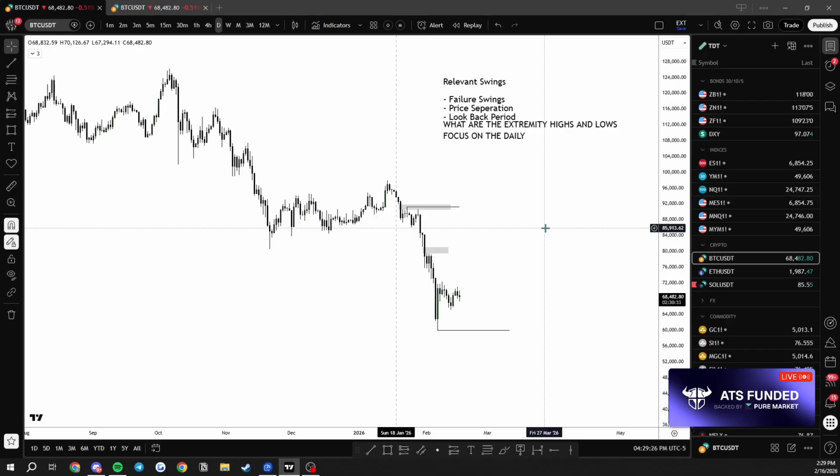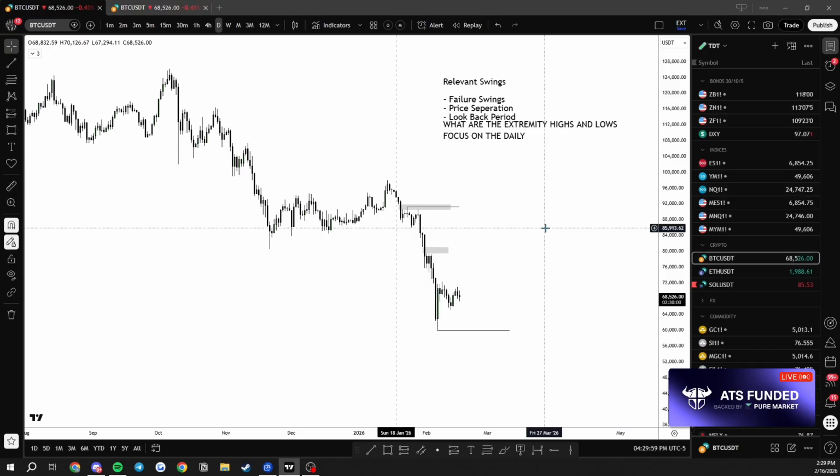Low resistance liquidity is what we see on the first part of a curve on a market maker model, right? So that kind of trend line liquidity. Failure swings are when we move into a high or low, but we fail to take it out, right? So if something is touching that swing high or swing low and it creates the failure swing there, I'm not going to use that one. I want to be using the extremities specifically, okay?